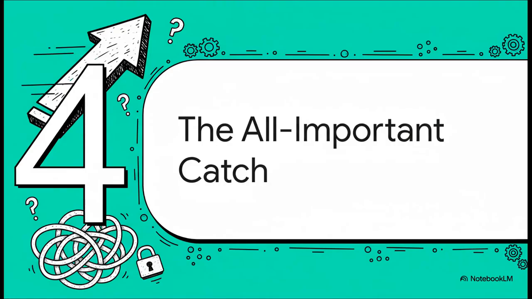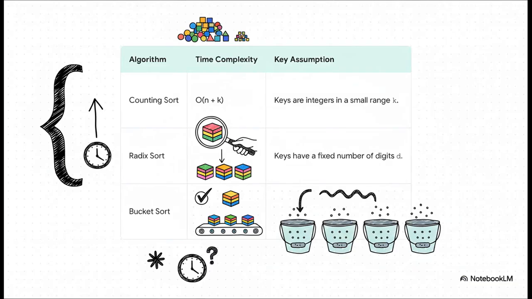Which brings us to a really important point. This incredible linear time speed, it doesn't come for free. There's always a catch. There's always a price to pay. So let's break down this trade-off. For each of these algorithms, to get that amazing speed, you have to give something up based on a key assumption. For counting sort, your time complexity is O(n + k), which is fantastic if your range k is small. You're assuming your keys are integers in that small range.